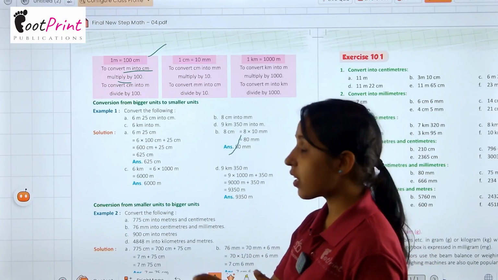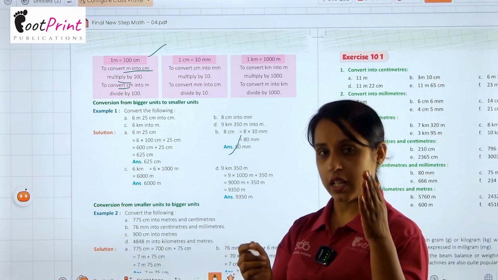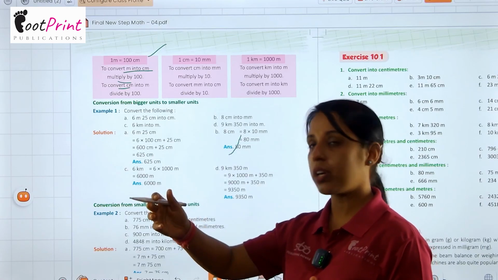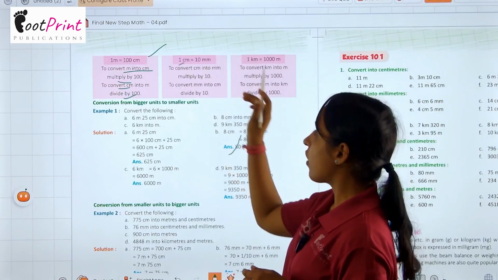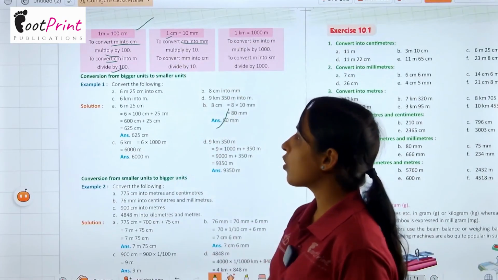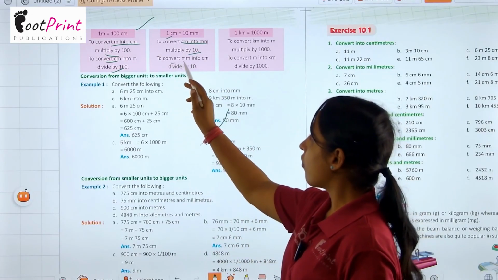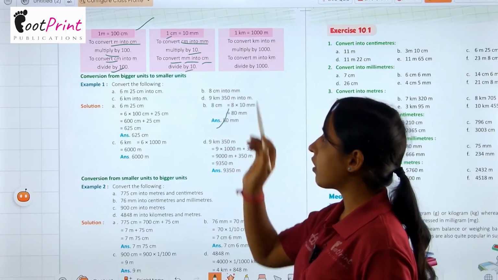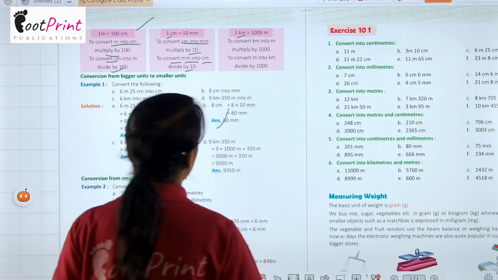In the same manner, if we want to convert centimeter to meter, आप क्या कर रहे हैं, स्मॉलर यूनिट से बिगर यूनिट पे जा रहे हैं, तो हम divide करेंगे by 100. Now 1 centimeter equals 10 millimeter. So to convert centimeter into millimeter, we multiply it by 10, or to convert millimeter into centimeter, we divide it by 10. Next, 1 kilometer equals 1000 meter.